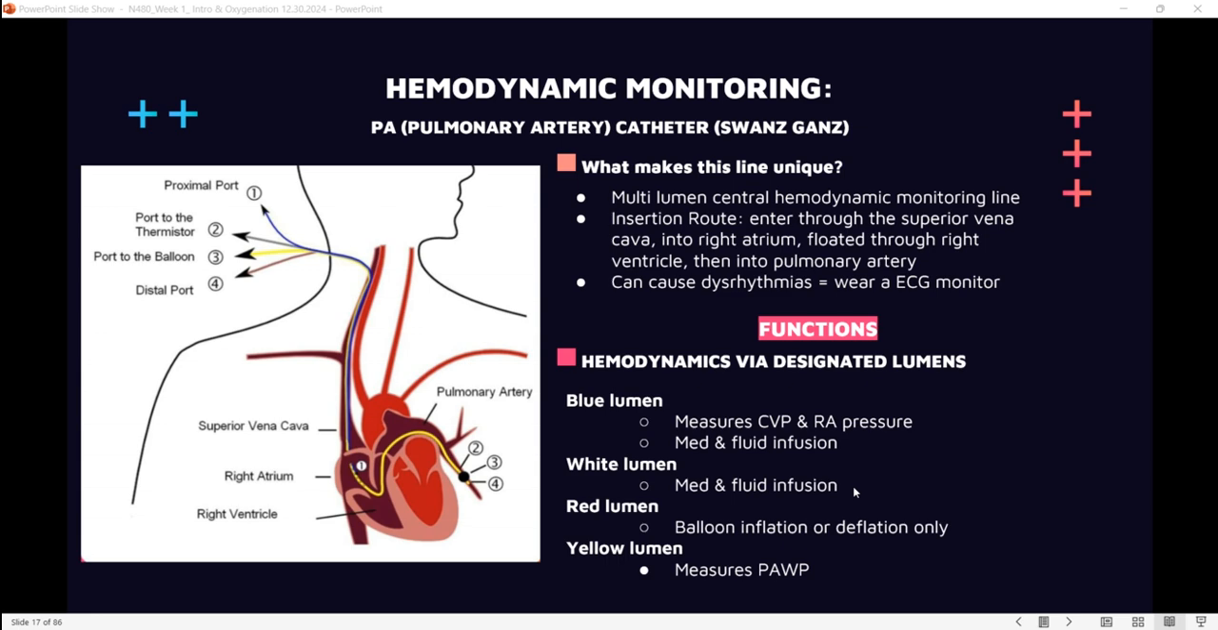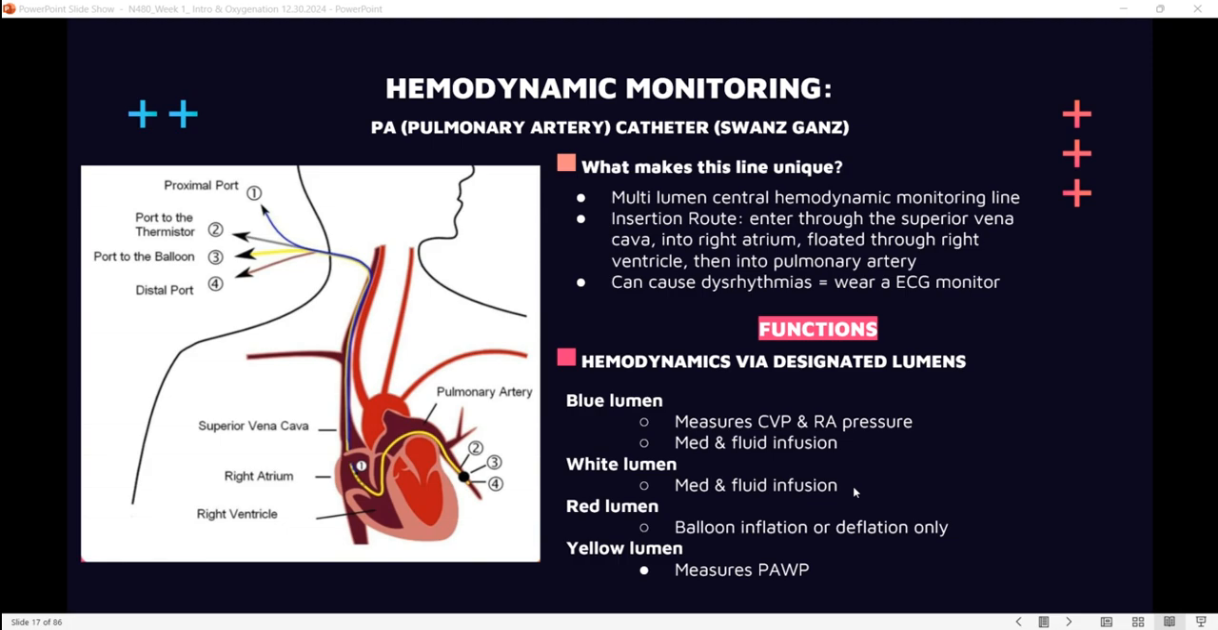Then we have our red lumen. For the red lumen, I want you to think red lumen, red balloon. The red lumen is only used when we need to use our yellow lumen. Our yellow lumen is the port that we use to measure PAWP, and PAWP is short for pulmonary artery wedge pressure.